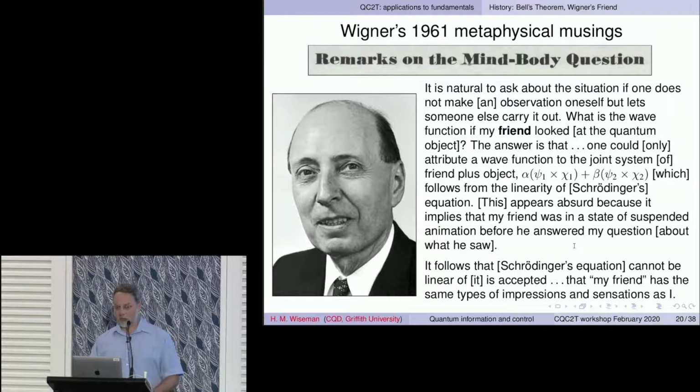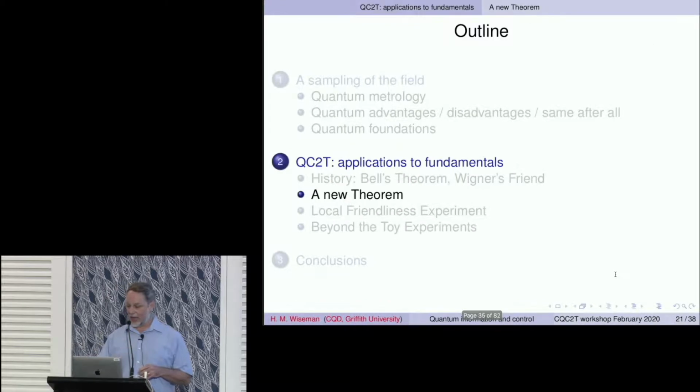And Wigner's conclusion was that Schrodinger's equation cannot be linear, even if it's accepted that my friend has the same type of impressions and sensations as I. So quite an influential paper, as I said, for introducing this concept of Wigner's friend. How do these two things fit together?